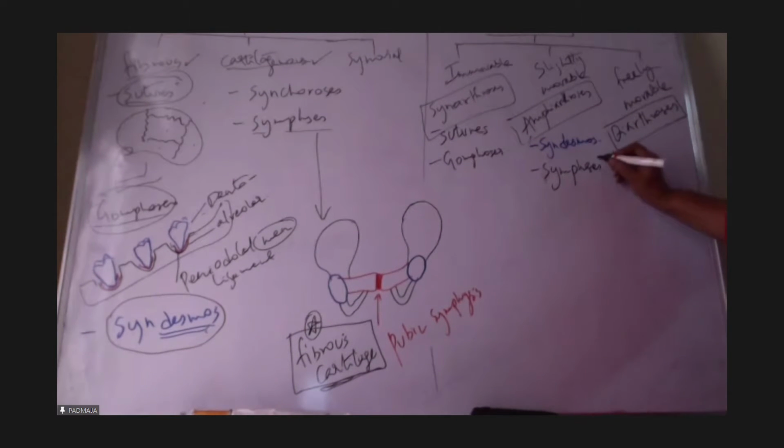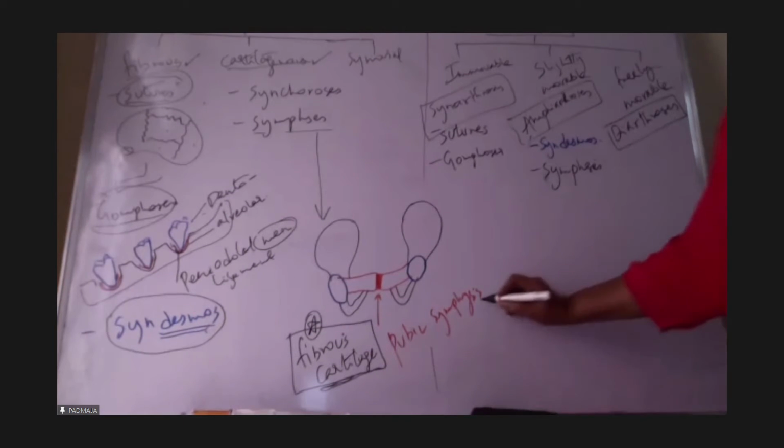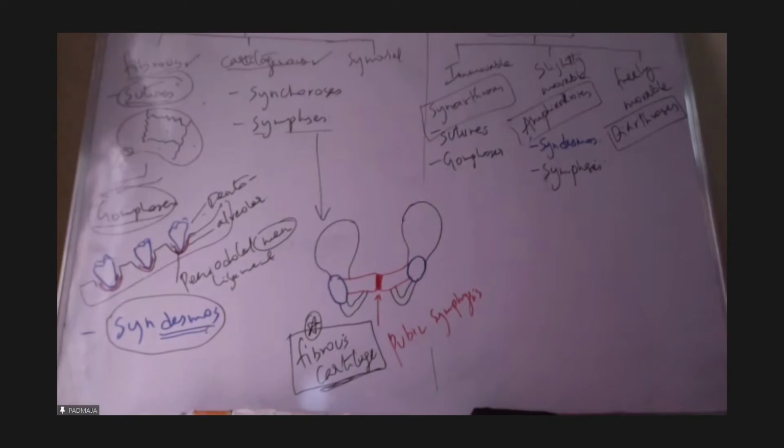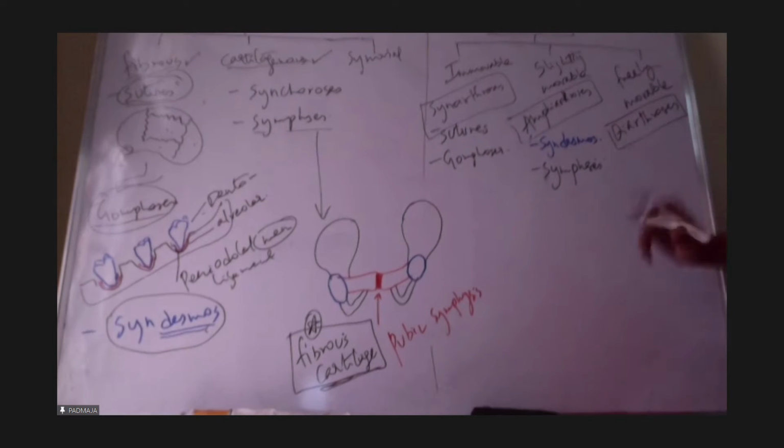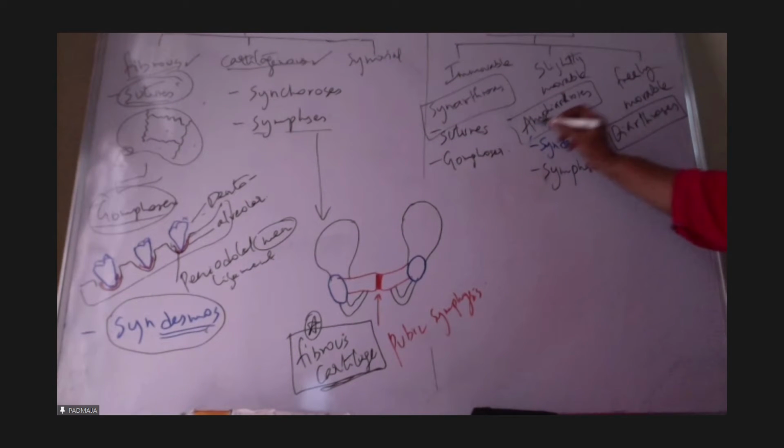Suppose if you put I, that is the singular form. If you put E, it is the plural form. Understood the difference? Here I use I, here I use E. Plural form. So symphysis comes under amphiarthrosis.